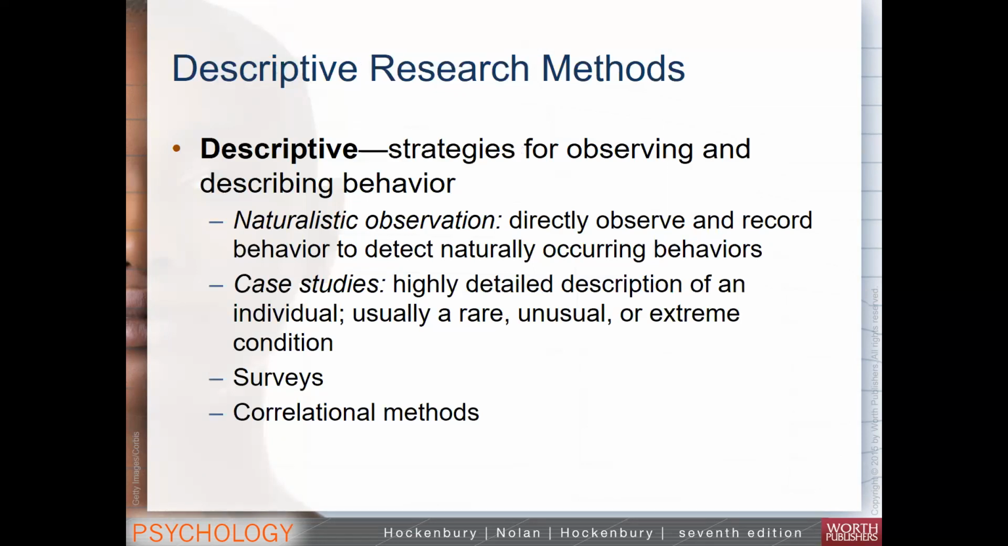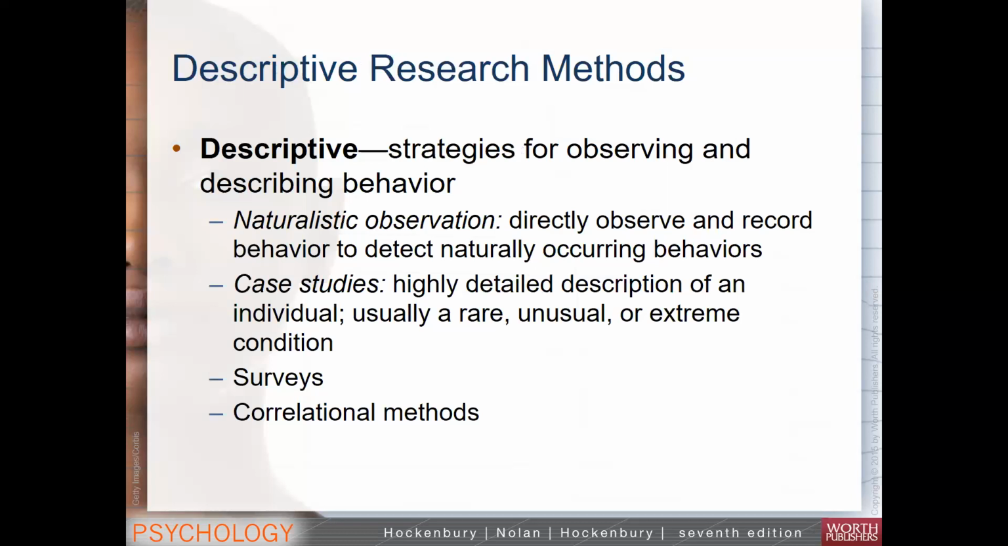Now, this does allow researchers to study behavior that may, in other situations, be unethical to do in an experiment. Naturalistic observation might be you going and seeing how people respond to a natural disaster, and it's unethical to create a natural disaster. So this is something that you can do, which is really interesting, that you may not be able to do in any other situation.